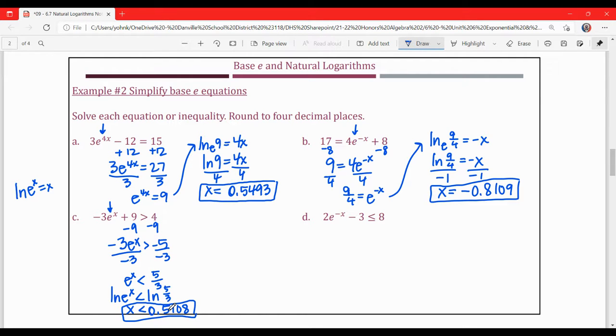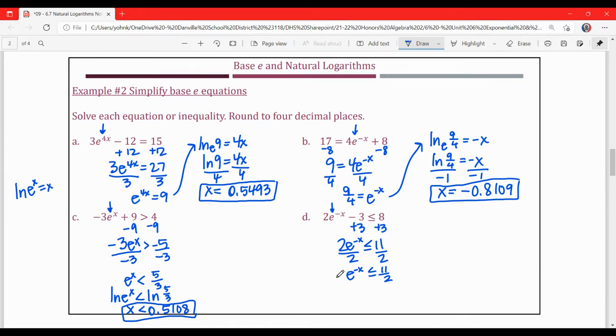So there are different ways that you can solve these equations or inequalities. If you ever want to get rid of an e, you can take the ln of both sides. That'll get rid of the e. We'll try that tactic on letter D. So I need to get e^(-x) alone. Let's add 3 to both sides. 2e^(-x) is less than or equal to 11. Divide both sides by 2. e^(-x) is less than or equal to 11/2.